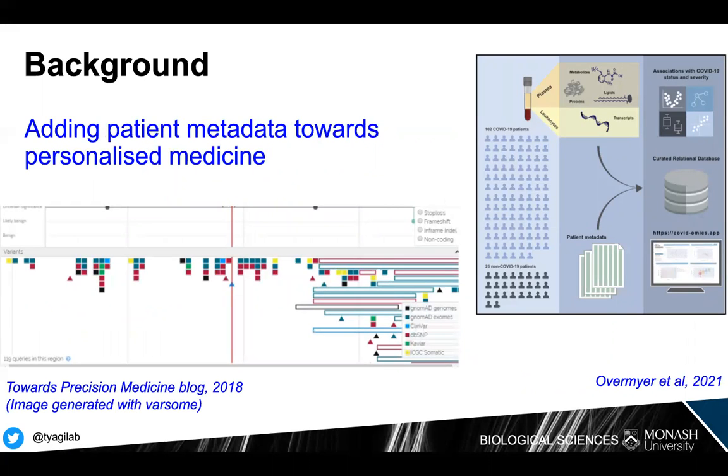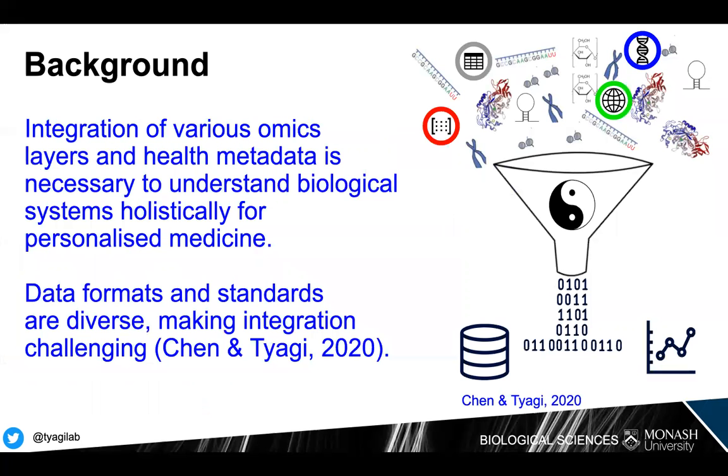We can exploit this to add patient metadata towards a goal of personalized medicine. For example, in this study on the right, metabolites, proteins, transcripts, and other patient metadata such as physiological traits like blood type or age and other factors are added. These are studied together and help provide a better treatment. So we have shown that it's necessary to integrate this various omics data to understand biological systems holistically, which can in turn lead to personalized medicine.